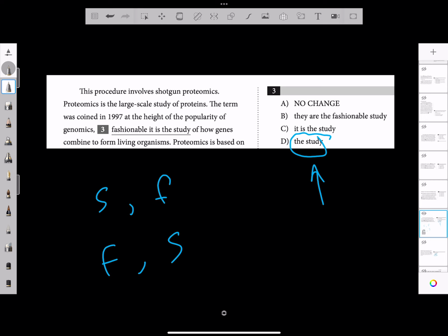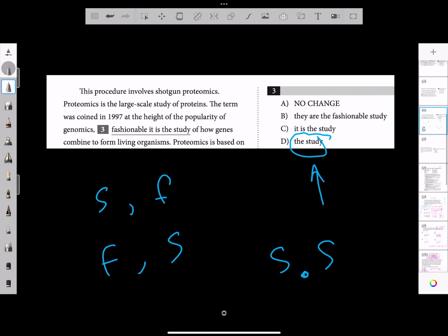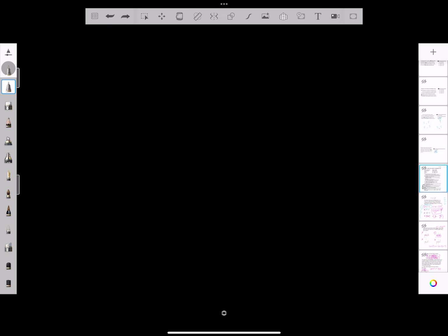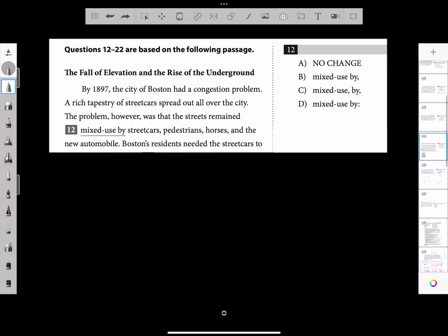sounds ridiculous if you read through that, and then B and C give you sentence, comma, sentence, which is not a thing. You need a semicolon if you wanted sentence and then sentence, or a period. So remember, a period and a semicolon are the same for our purposes, right? They both separate a sentence from another sentence. All right, pause and give it a try.